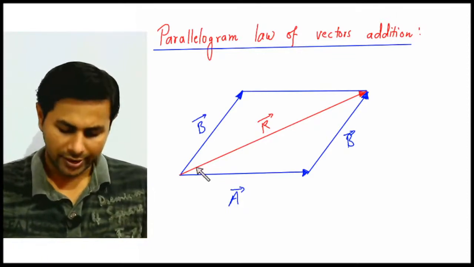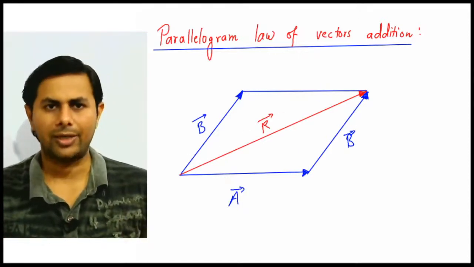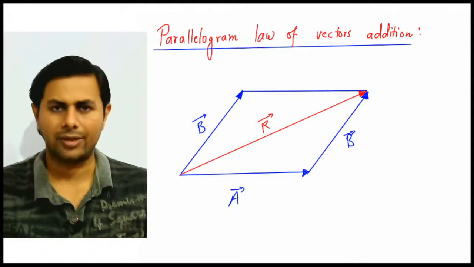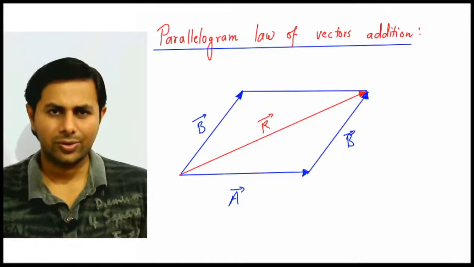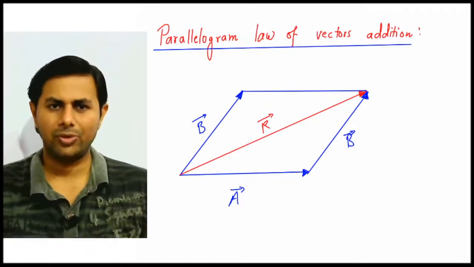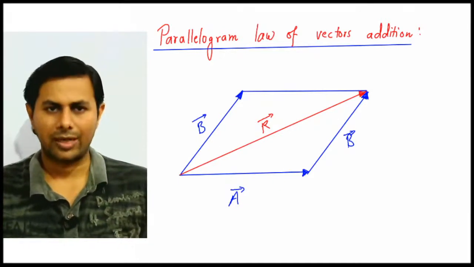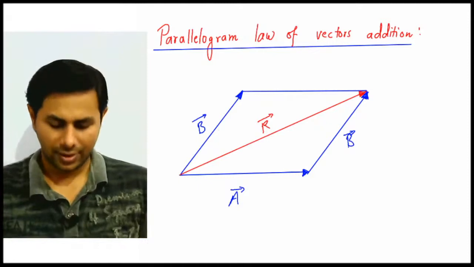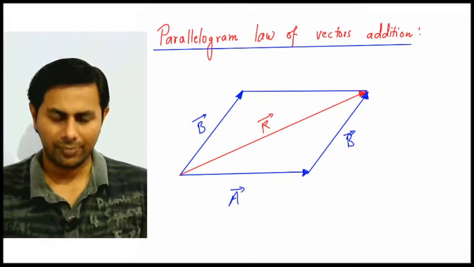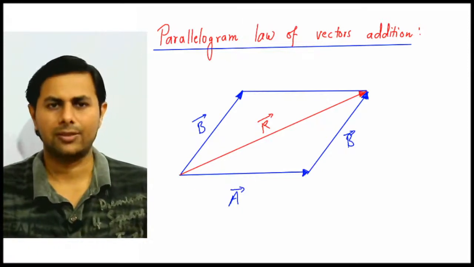Then what is the resultant? The resultant is a diagonal of the parallelogram which starts at the same point as that of a bar and b bar. So this rule is known as parallelogram law of vectors addition. If two vectors are represented by two sides of a parallelogram in magnitude and direction, then their resultant is represented by the diagonal of the parallelogram starting at the same point as those two vectors.